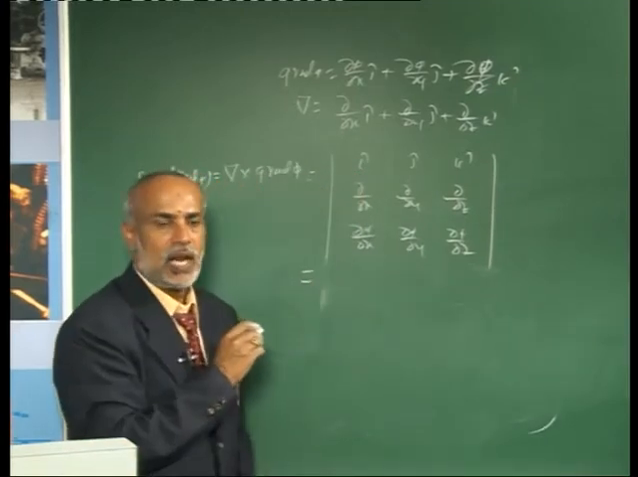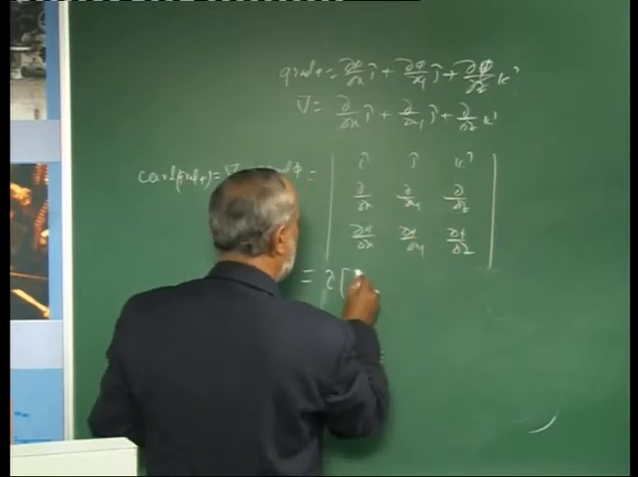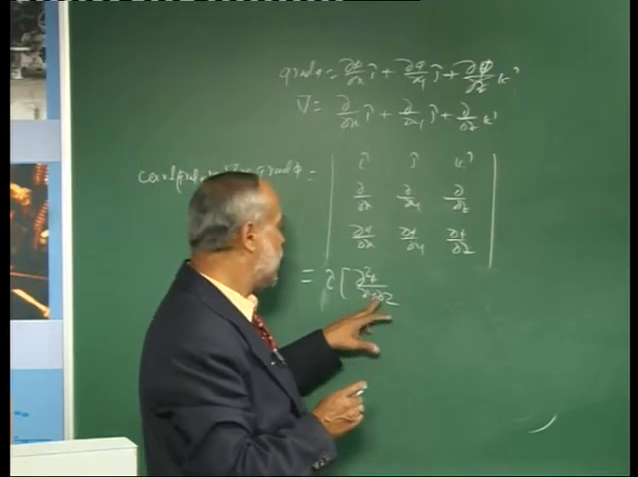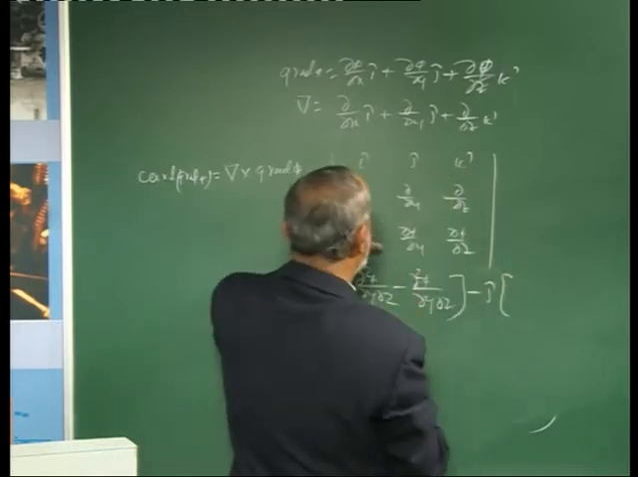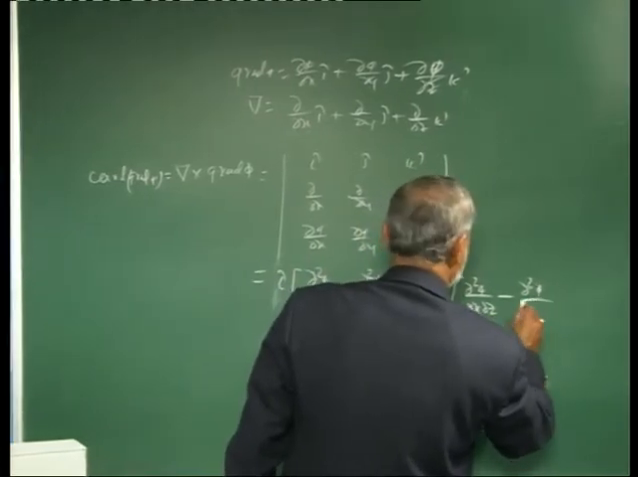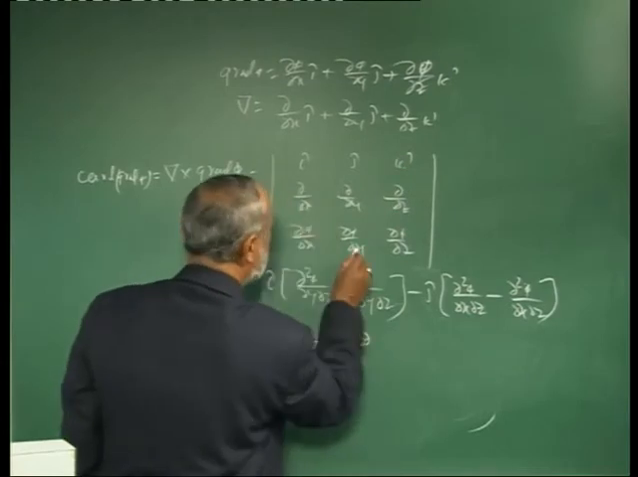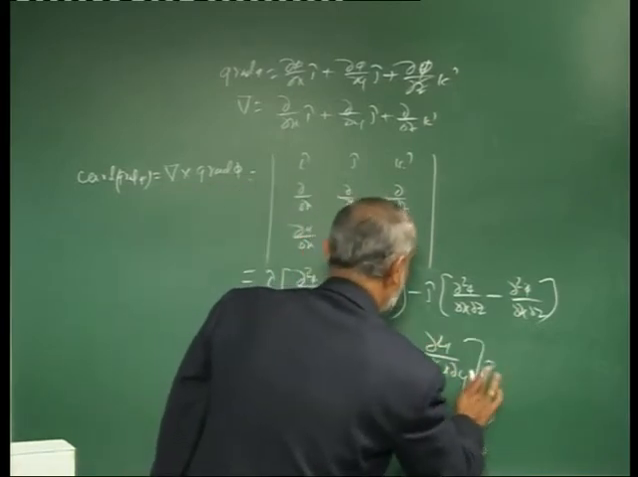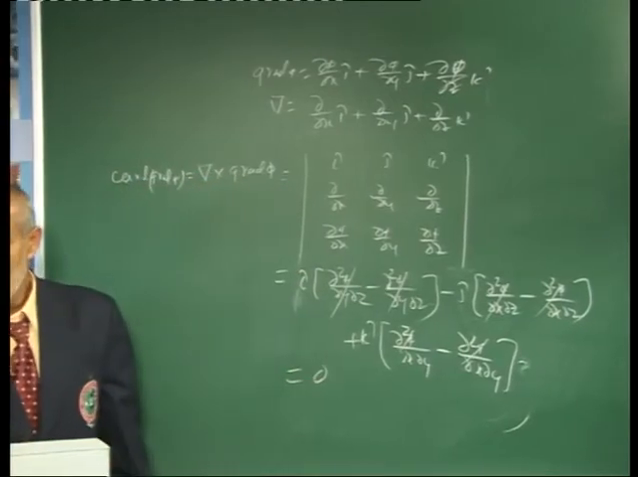Now we can expand the determinant. I vector, open the bracket, you can leave the first row, first column: dou by dou y of dou phi by dou z is dou squared phi by dou y dou z, minus dou squared phi by dou z dou y. Next, minus j vector, leave the first row, second column: dou squared phi by dou x dou z minus dou squared phi by dou z dou x. Plus k vector, leave the first row and third column: dou squared phi by dou x dou y minus dou squared phi by dou y dou x. These terms are the same and get cancelled, you get 0. Hence the curl of gradient of phi is equal to 0.